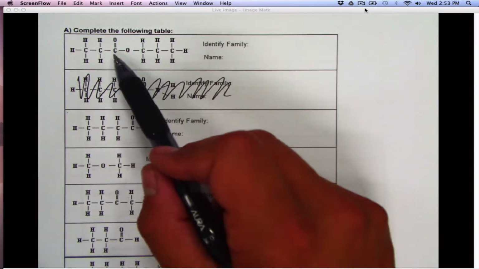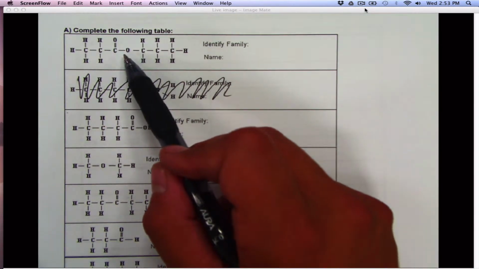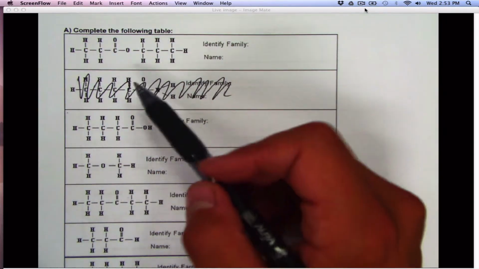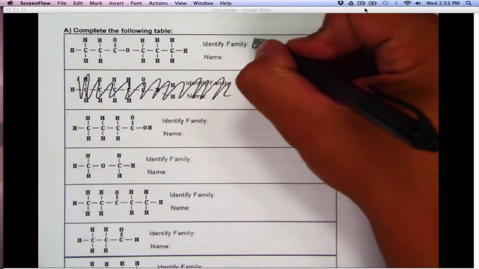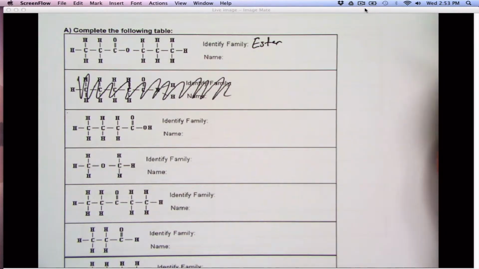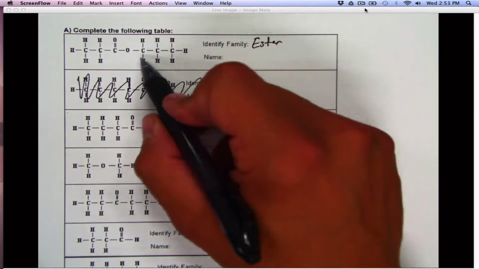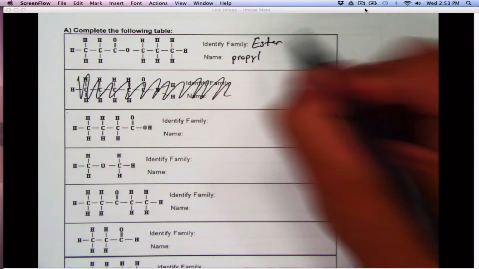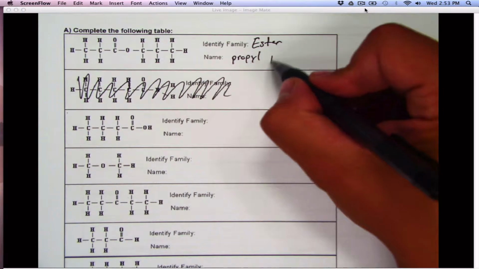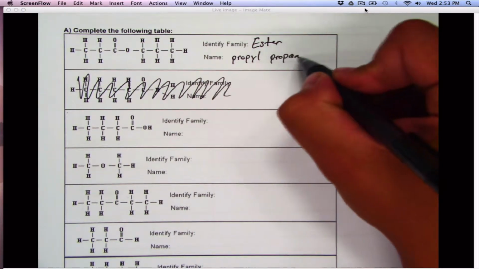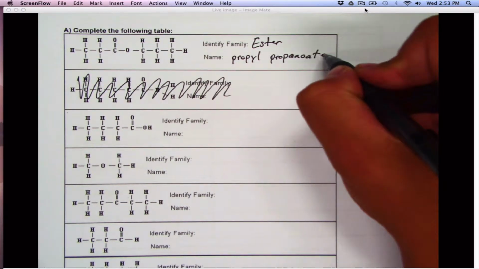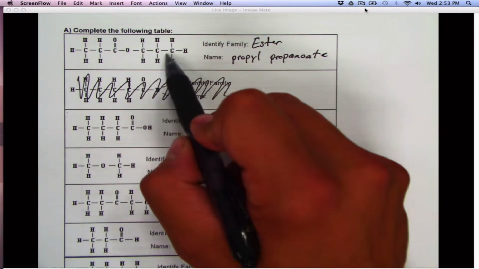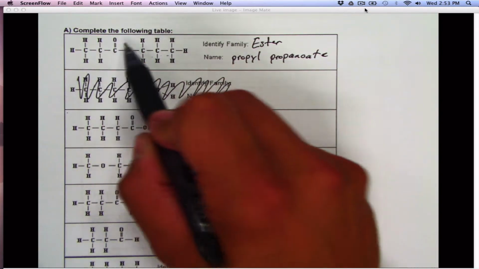So here in the middle of the molecule, I have a sandwiched oxygen, and then I have a double bond to an oxygen. That family is an ester. Okay, and here's how you name it. You name that side first, the one without the double bond, so it's a propyl. Then name the side with the double bond, prop, and then you add OATE. Propyl propanoate. All right, propyl propanoate.